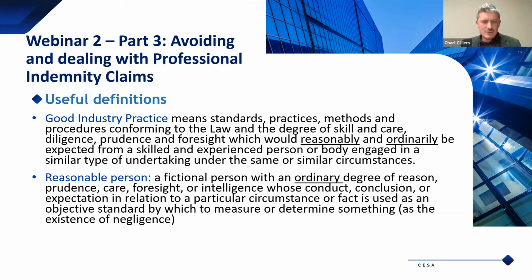Let's look at the definition of a reasonable person. A fictional person with an ordinary degree of reason, prudence, care, and foresight, or intelligence, whose conduct, conclusion, or expectation in relation to a particular circumstance or fact is used as an objective standard by which to measure or determine something such as the existence of negligence. So I've underlined ordinary in both those definitions, as well as reasonably. So in order to go a long way to preventing PI claims, all you have to do is act to an ordinary degree and follow a reasonable approach.